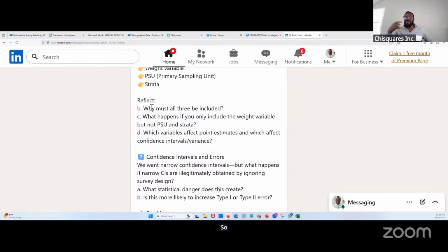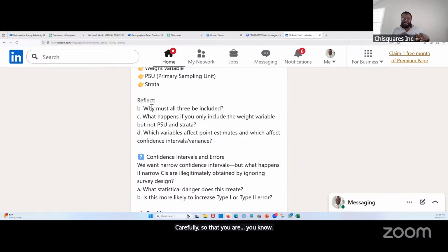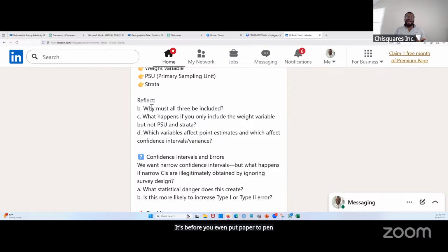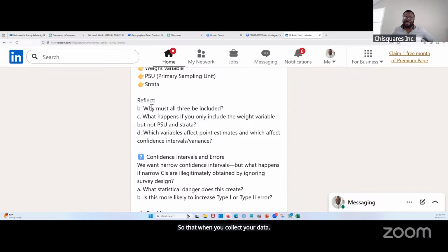So the point I'm trying to say is that the issue of weight or no weight is a function of study design. And that's why we're taking this time to go over these issues carefully, so that you are well empowered to think about these things carefully right from the moment you're designing your study. It's not after you've collected your data that you're having these discussions. It's before you even put pen to paper to say, I want to create questionnaires. These discussions have to happen way before then, so that when you collect your data, everything is fit for use. I hope that answers your question.